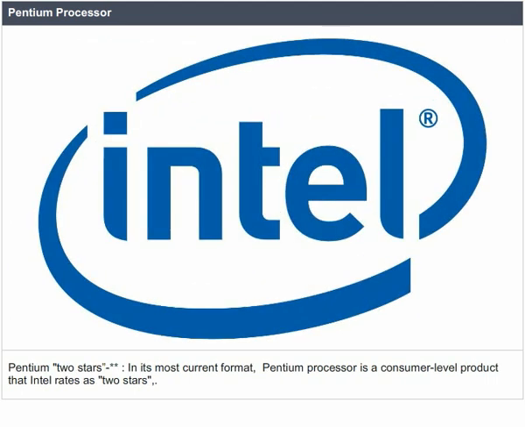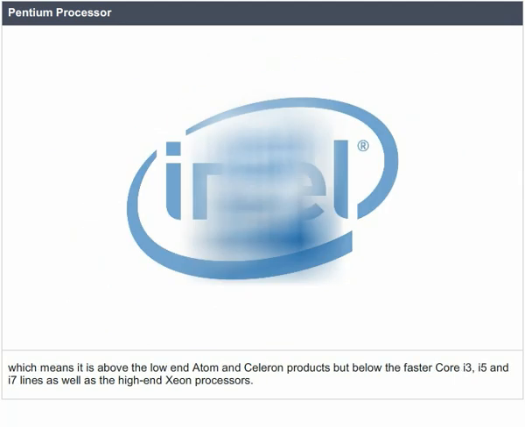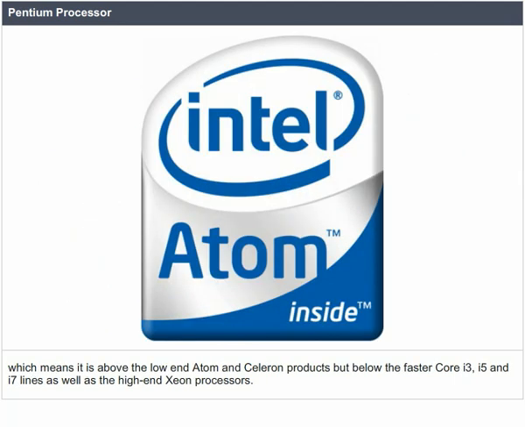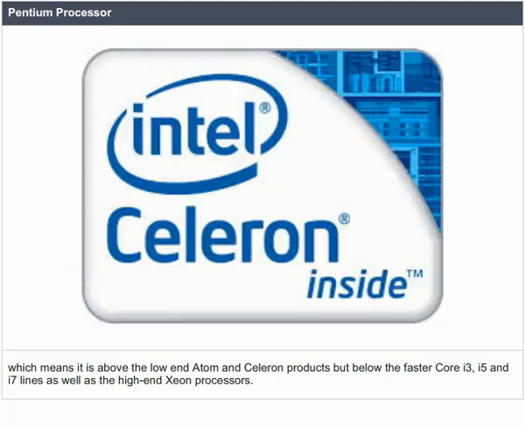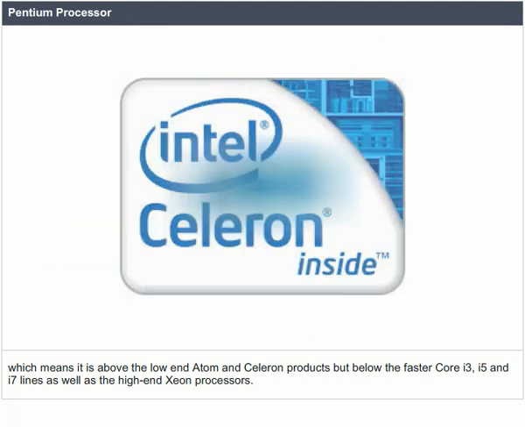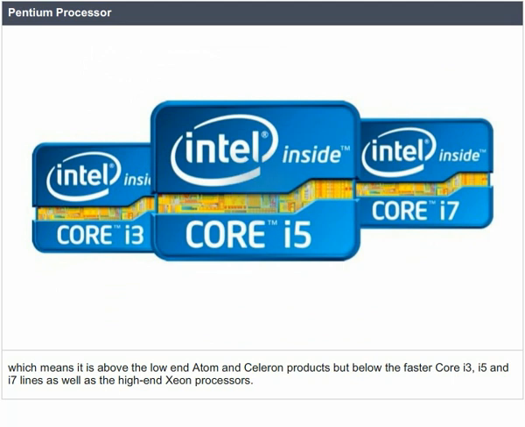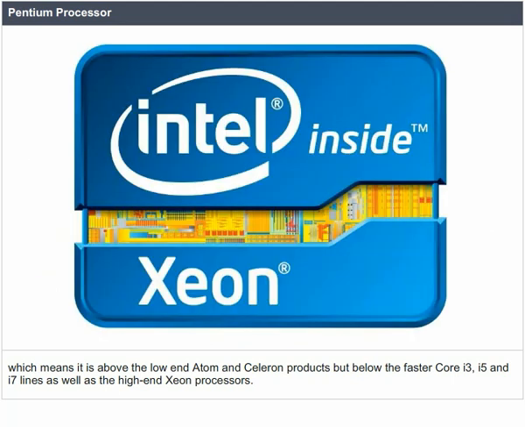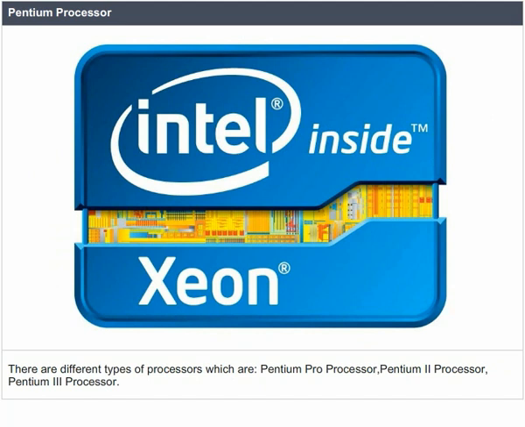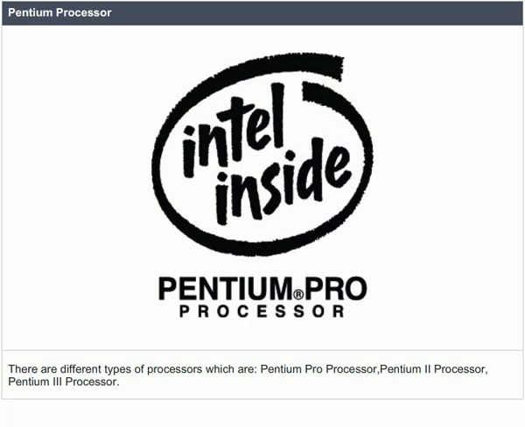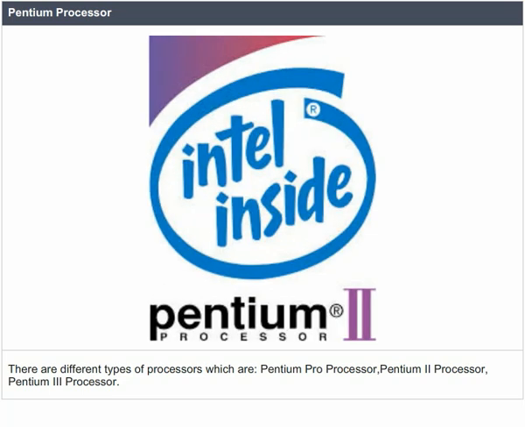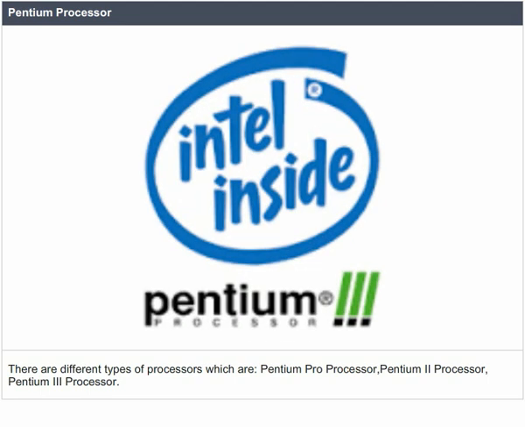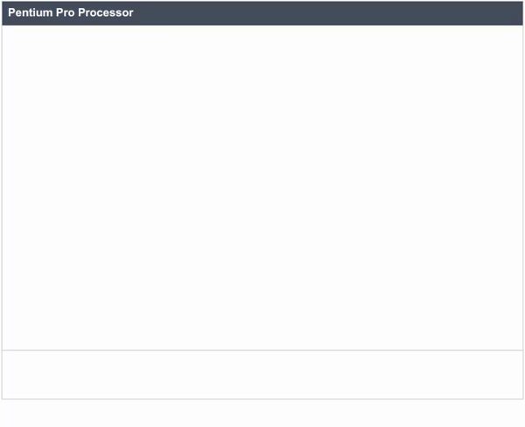Pentium 2 stars. In its most current form, a Pentium processor is a consumer-level product that Intel rates as 2 stars, which means it is above the low-end Atom and Celeron products, but below the faster Core i3, i5, and i7 lines, as well as the high-end Xeon processors. There are different types of processors, which are the Pentium Pro processor, Pentium 2 processor, and Pentium 3 processor.